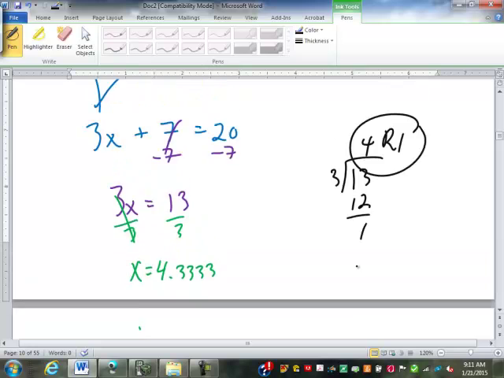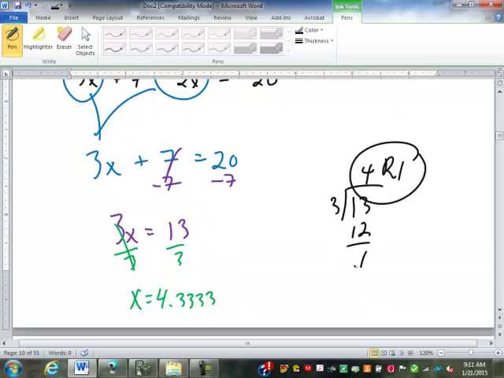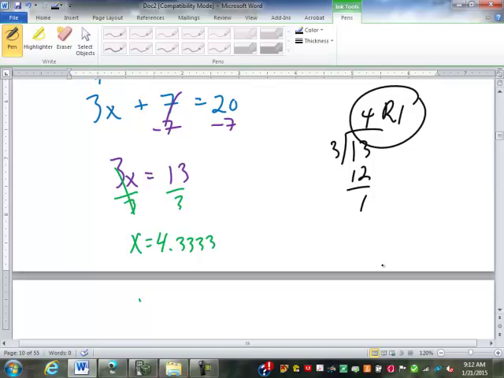So why is it that they get 4 remainder of 1 and 4.33? They're the same thing. It's just the calculator: when you do 13 divided by 3, it doesn't give you a remainder. It just divides out. Calculators don't do fractions. Well, they'll give you it as a fraction if you've told it to do it as a fraction.